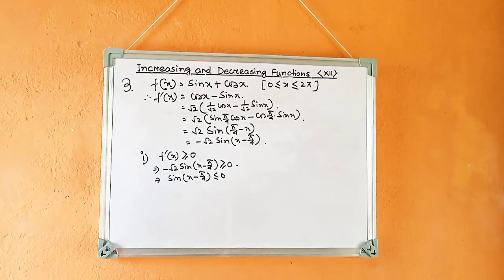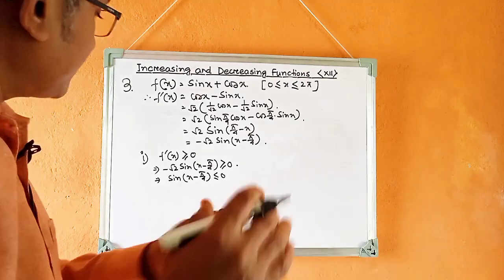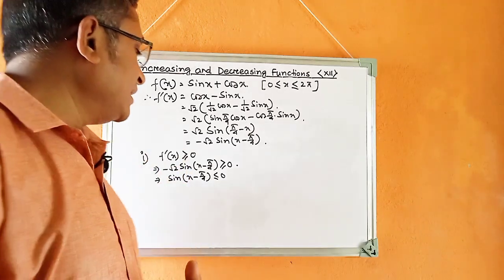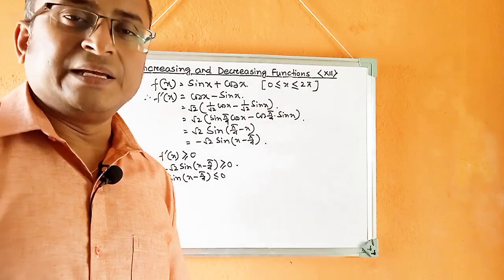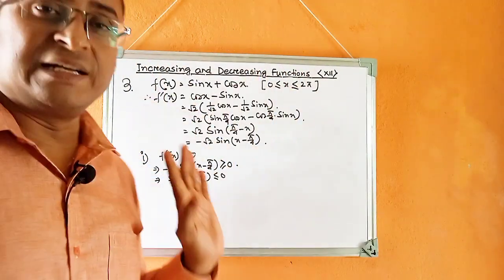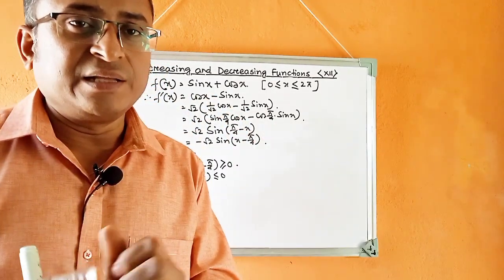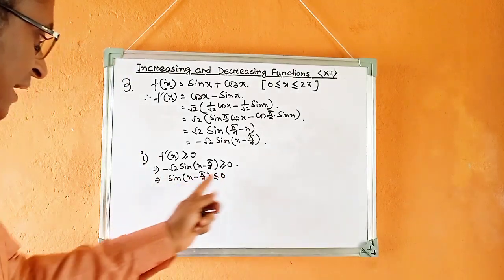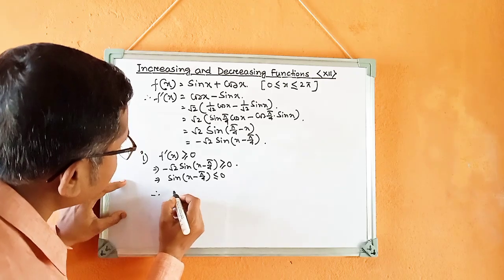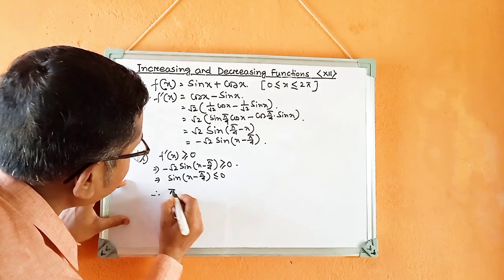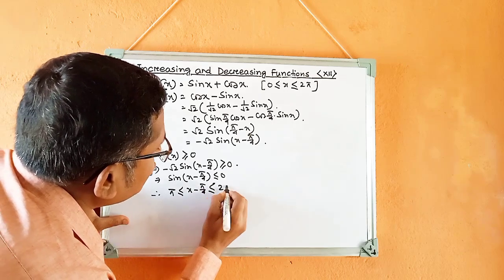Okay, now check in which angle, or for which value of this angle, the sign is negative, that means less than or equal to 0. See carefully, the range is 0 to 2 pi, that is given. In pi to 2 pi, the value of sine is negative. Okay, look at the condition. So find out the increasing function. See carefully, pi less than or equal to x minus pi by 4 less than or equal to 2 pi.